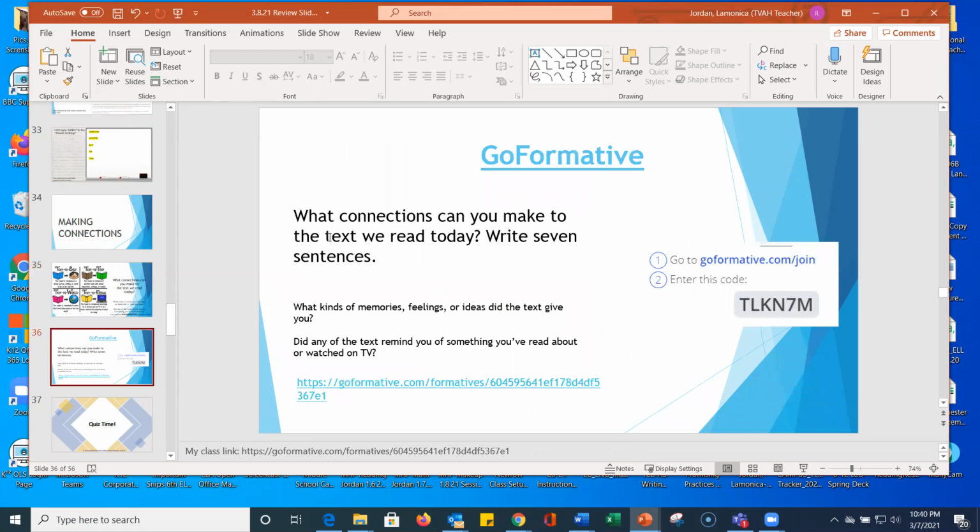All right, let's look at the Go Formative. What connections can you make to the text we read today? Write 7 sentences. What kinds of memories, feelings, or ideas did the text give you? Did any of the text remind you of something you've read about or watched on TV? So go down here, hold down the control button and click on that link, and it will take you to that Go Formative. Remember, I'm looking for a minimum of 7 sentences. I'm going to be checking to see who's doing them. So pause the video, go do that, and then come back.